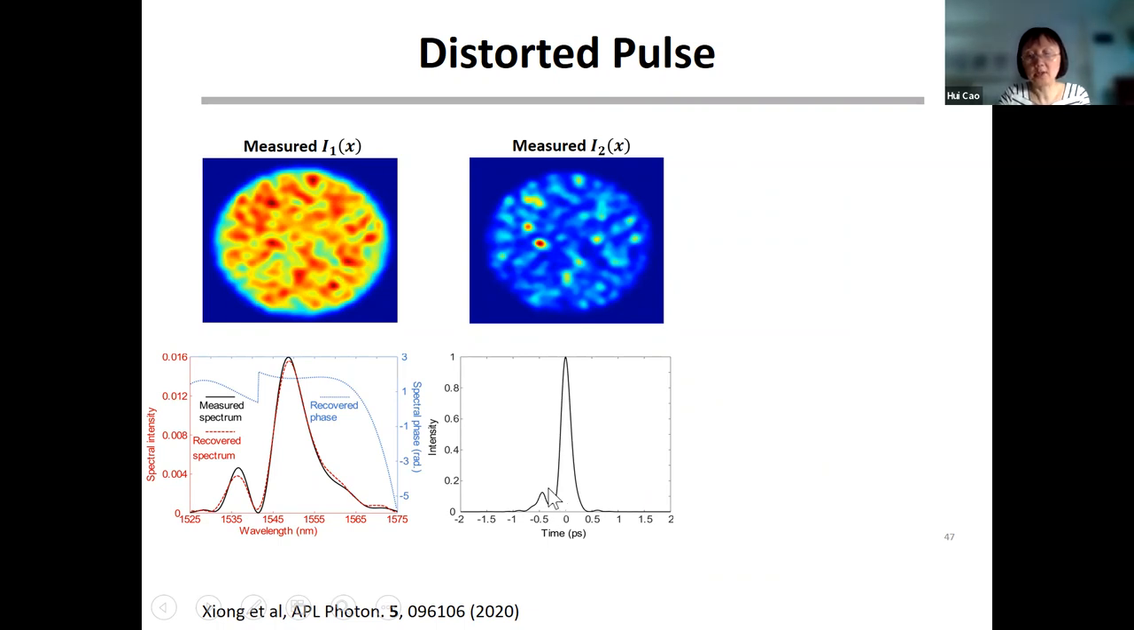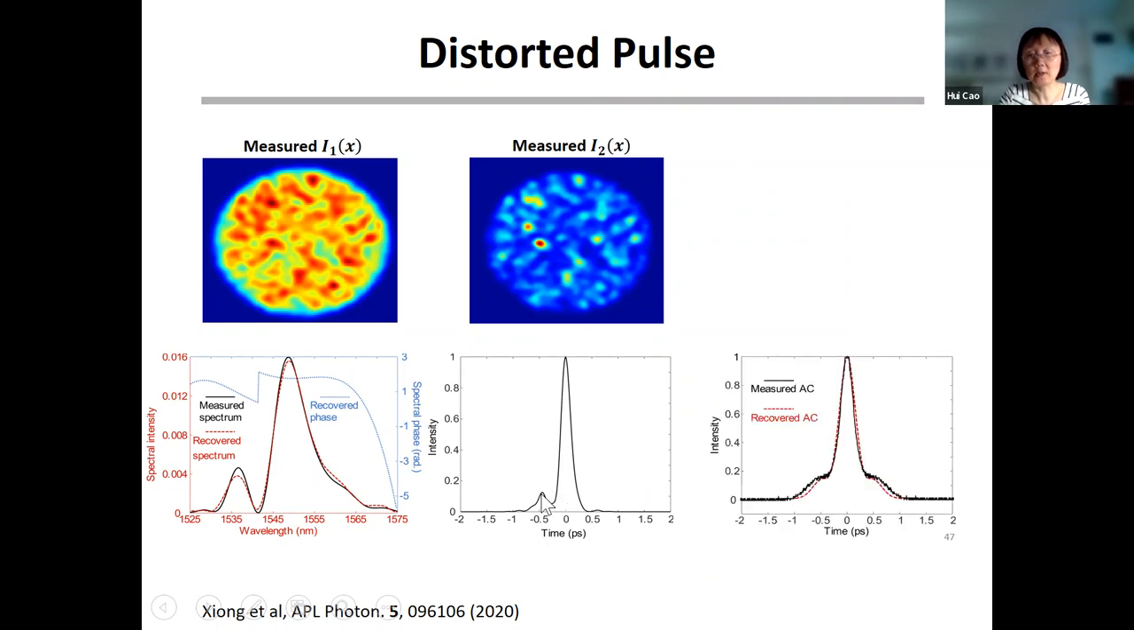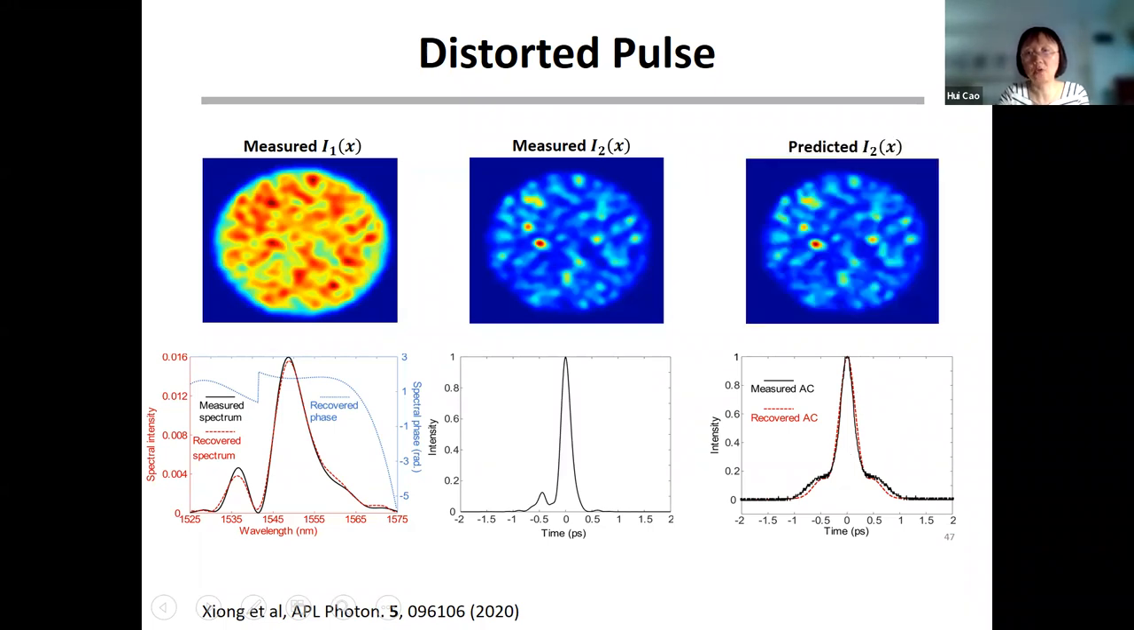As I said, we can tell that this small side peak is at the front, not at the end. This is in contrast to the autocorrelation, which is a symmetrical spectrum. And the predicted two-photon spectral pattern is the same as the measured one.